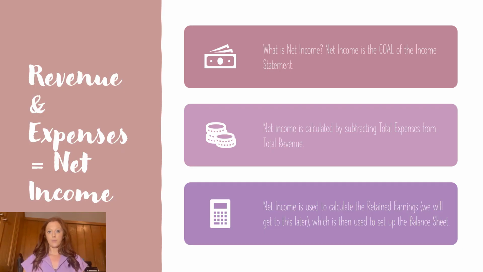What is net income? I mentioned it a little bit earlier. Net income is the goal of the income statement. Net income is calculated by subtracting total expenses from total revenue. Net income is used to calculate the retained earnings, which we will get to a little later, which is then used to set up the balance statement.